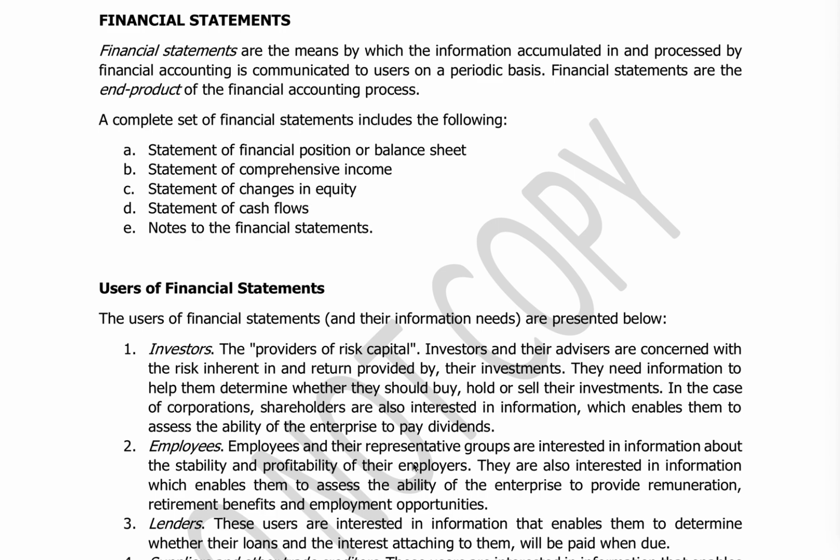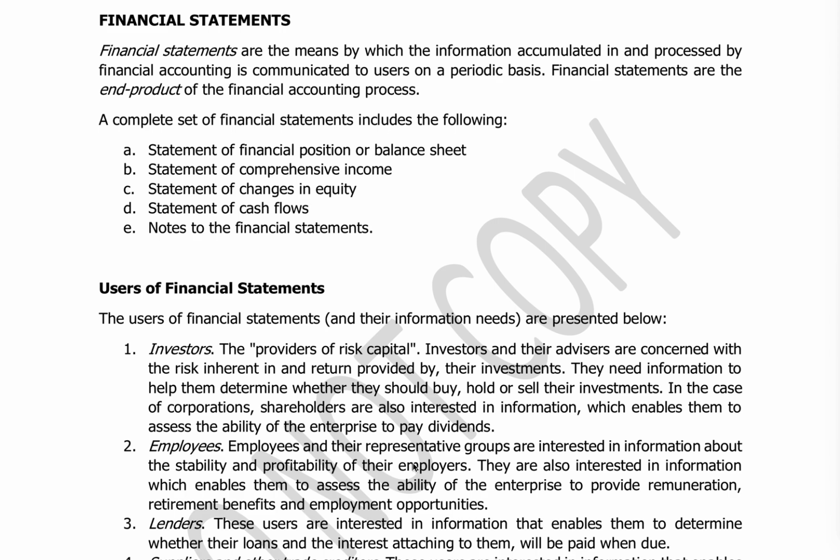Basically, it will just show all the outstanding balance of your assets, the liabilities, the capital, and how much is the income for the period, how much is the expense for the period, and the net income. Cash flows pa. Ilan yung pumasok at lumabas na cash for the period. So, the complete set of financial statements include the following. You have to memorize this. What are the 5 financial statements? What is the complete set? Or what comprises a complete set of financial statements?